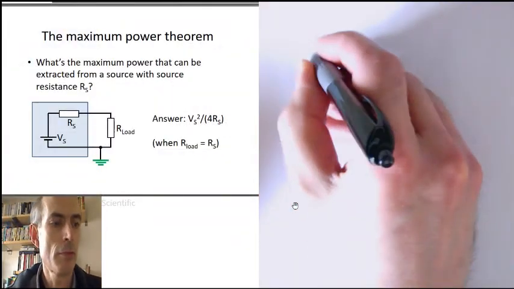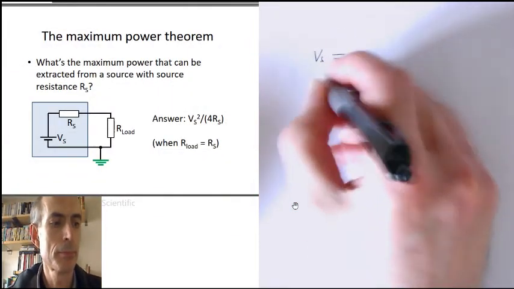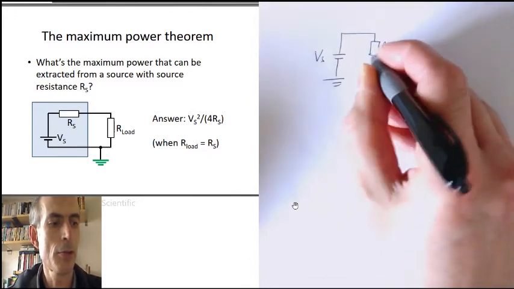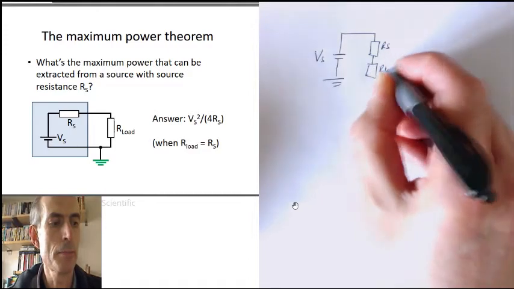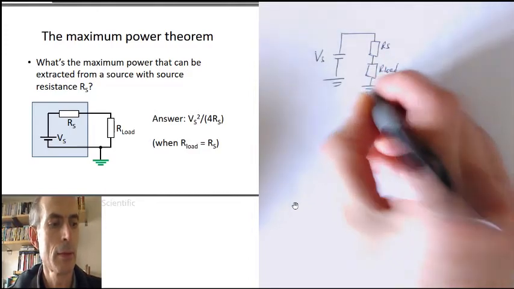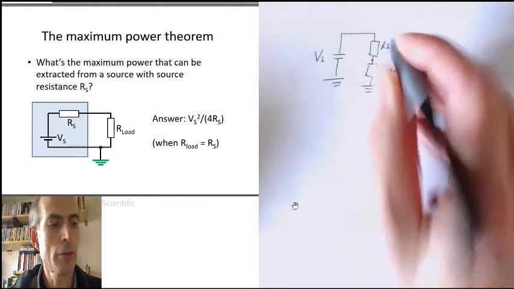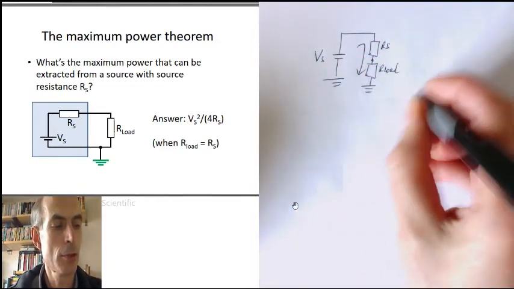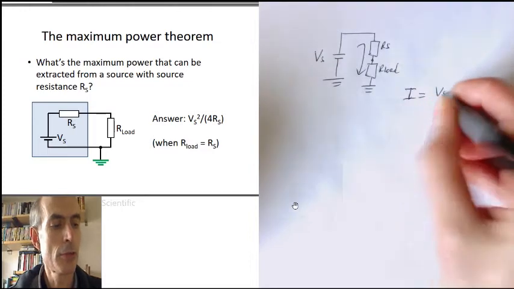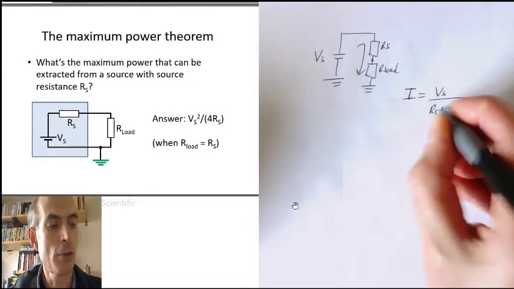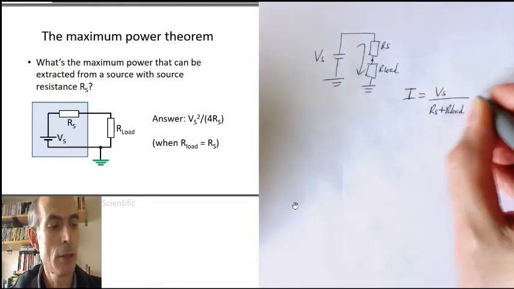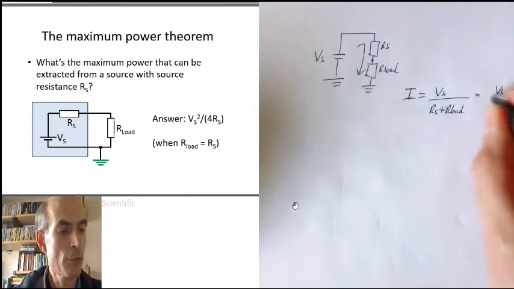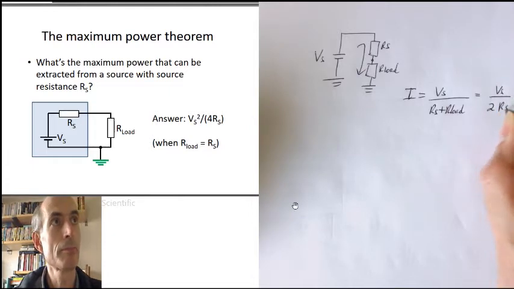If we've got Vs here and Rs there and our load here, then the current flowing through the load is just Vs divided by Rs plus R load, and if Rs and R load are equal, then that's just Vs over 2 Rs.